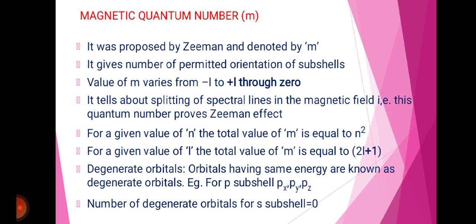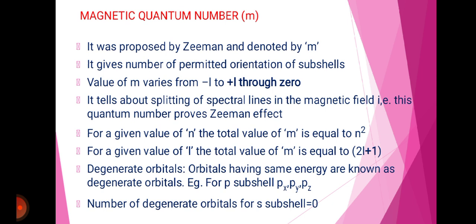And the third quantum number, that is the magnetic quantum number, was proposed by Zeeman and denoted by m. It gives the number of permitted orientations of the subshells. The value of m varies from minus l through 0 to plus l. It tells you about the splitting of the spectral line in the magnetic field, that is, this quantum number proves the Zeeman effect. For a given value of n, the total number of m values is equal to n squared. For a given value of l, the total number of m values is equal to 2l plus 1.